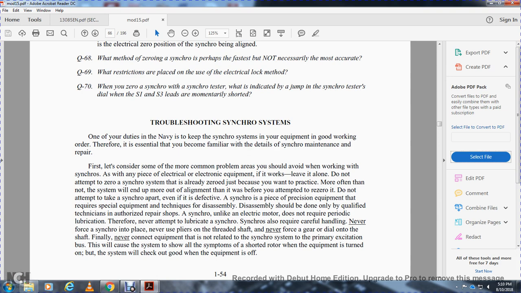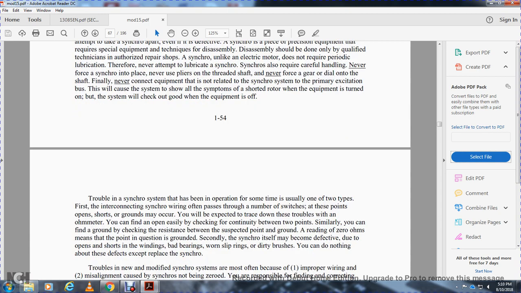All right, this will cover the system, showing the system with a shorted rotor with the equipment turned down, but the system will check out good when the equipment is off. The trouble with the synchro system that reaches the operation is usually of two types, the first being interconnection.